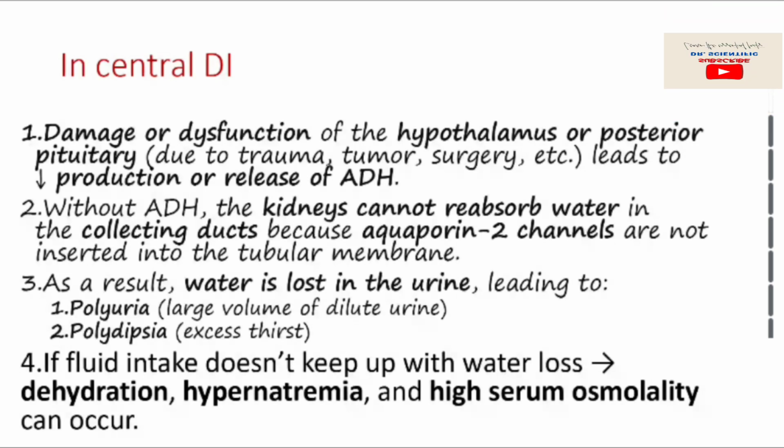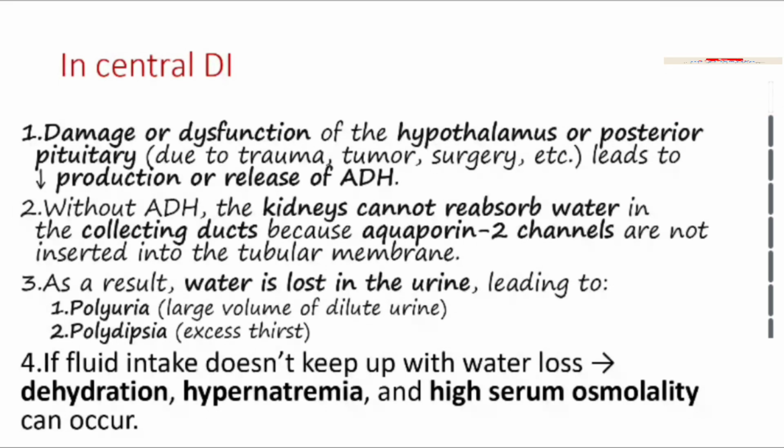Okay, so we have this process specifically on the type of DI, like in central DI. Central DI is where there is damage or dysfunction of the hypothalamus or posterior pituitary gland to secrete ADH. Then without ADH, as you know, the kidneys cannot absorb water in the collecting tubules. As a result, water is lost in the urine, leading to polyuria. There is a large volume of dilute urine. Then polydipsia, that is excess thirst.